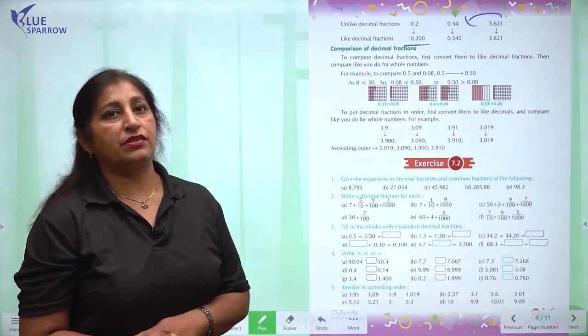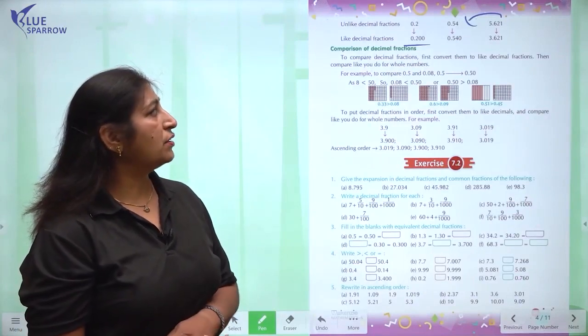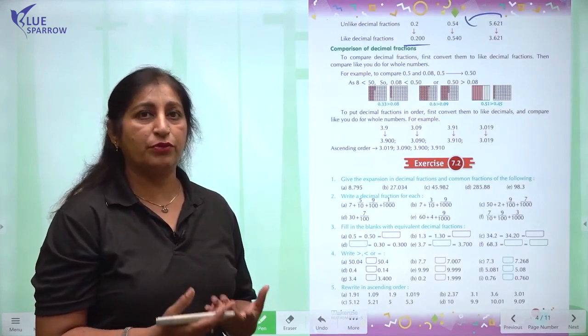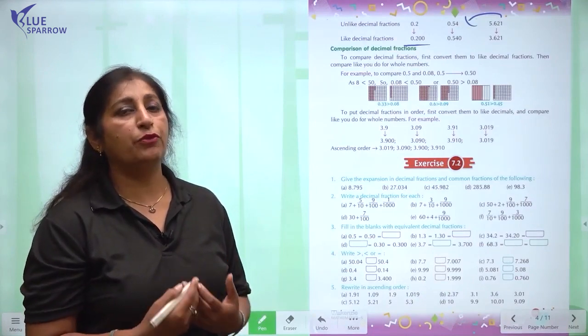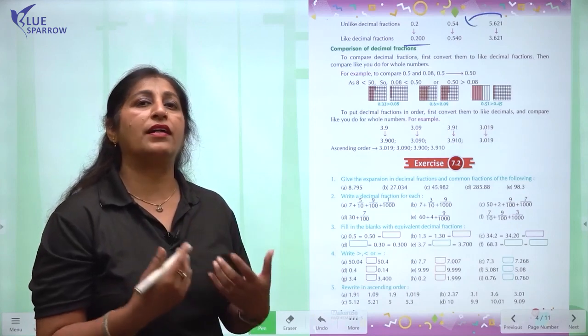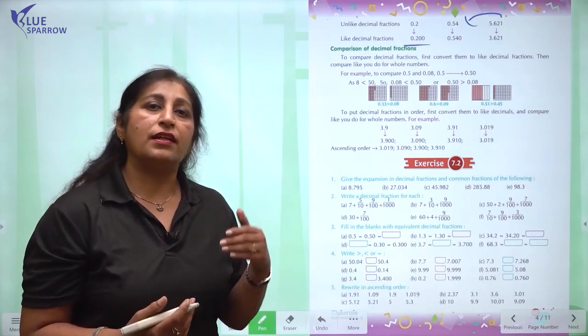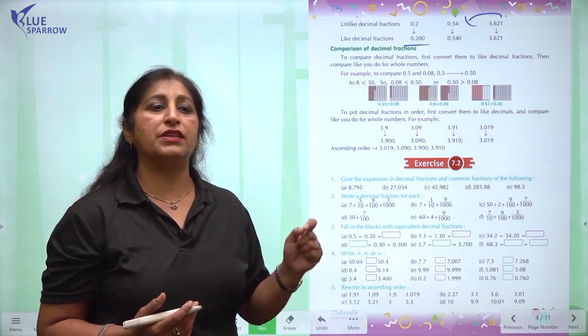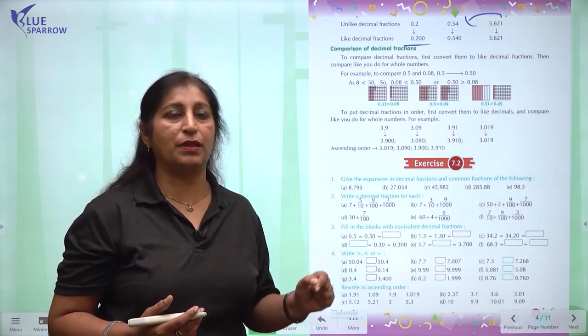Comparison of decimal fractions. Let's compare the decimal fractions. First of all, just convert them into like fractions before comparing them. Before comparing the whole number part and the decimal part, firstly convert them into like fractions. It means you just add zeros in the numbers which have fewer decimal places.